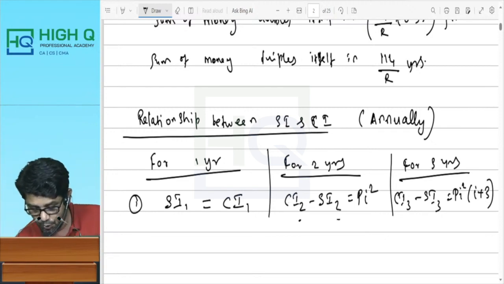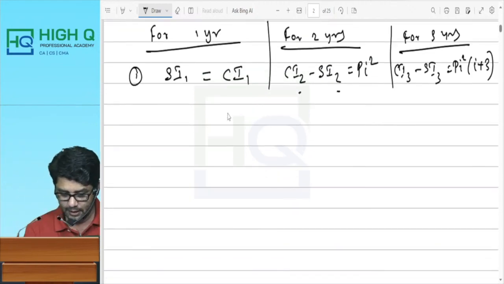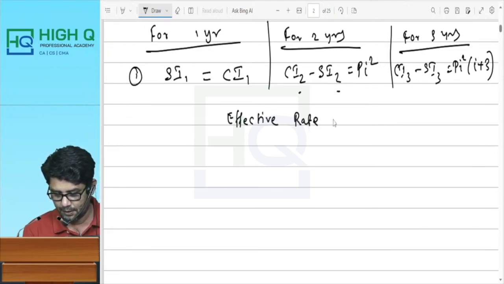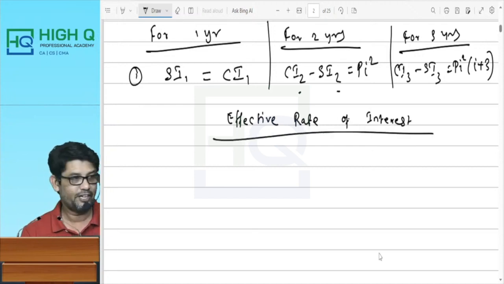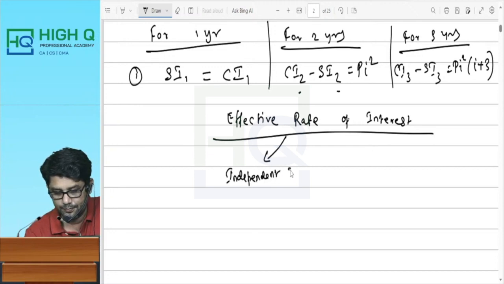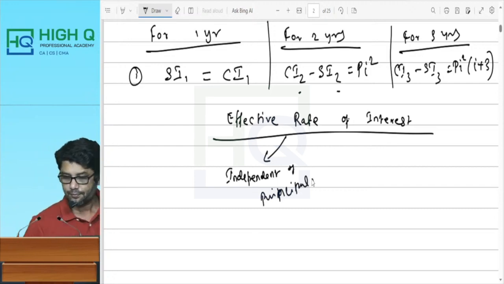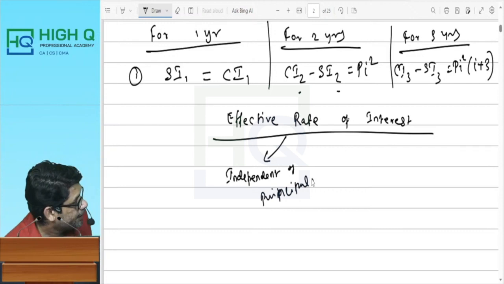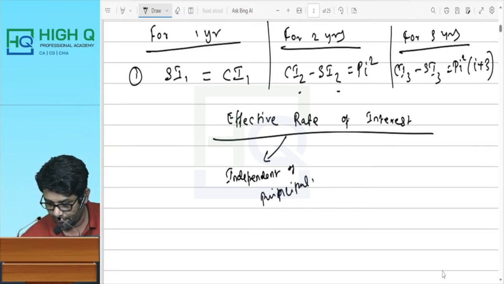Next one, listen here, effective rate of interest. What is it? Just let me explain effective rate of interest. Look at this, my dear. Effective rate of interest is always independent of principal.